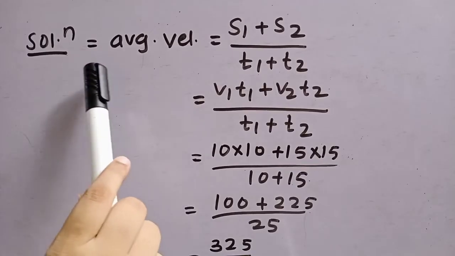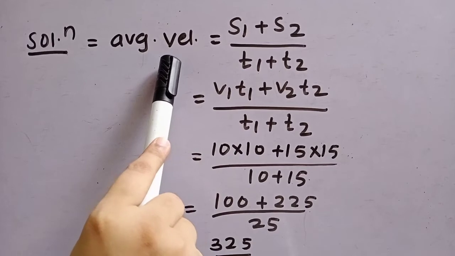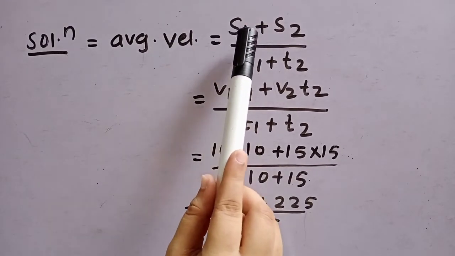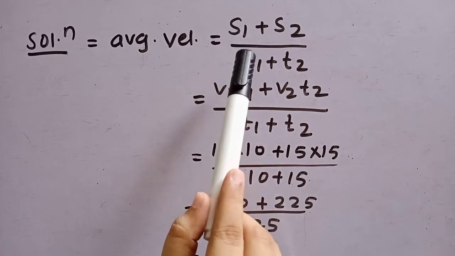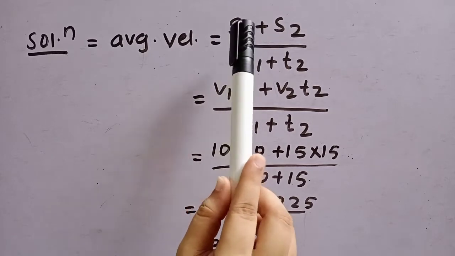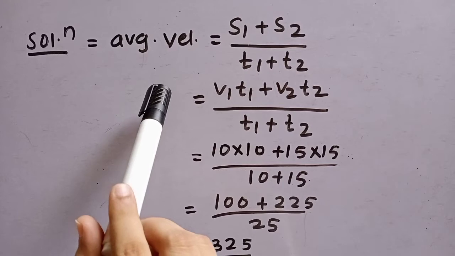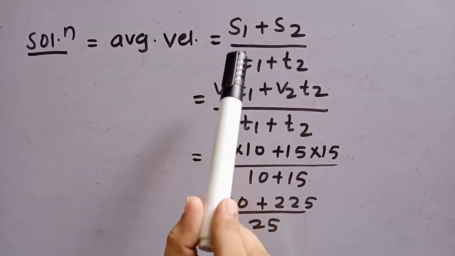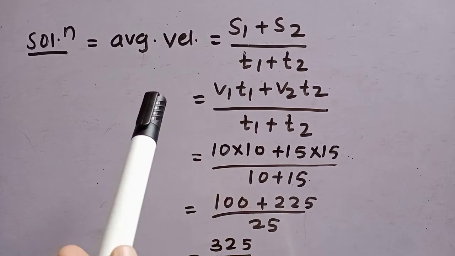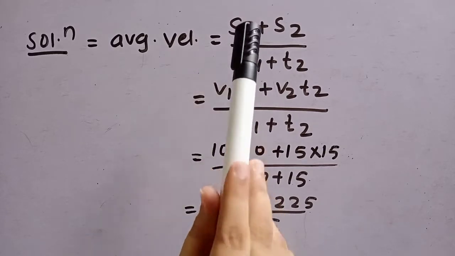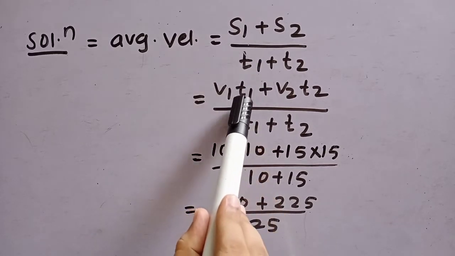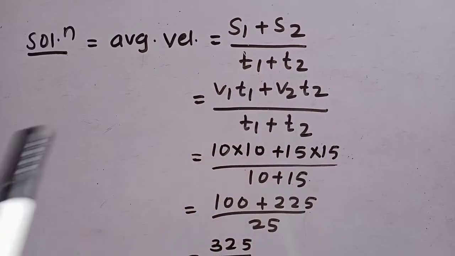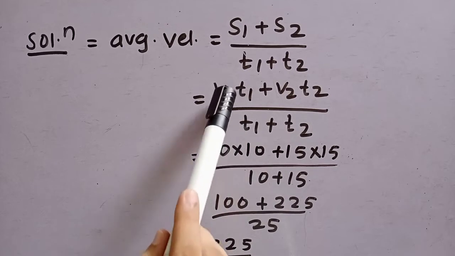Students, see here, average velocity means what? The formula for velocity is displacement upon time. So we have to take the average, means we have to add both the things. So s1 plus s2 upon t1 plus t2. Here directly displacement is not given, so s1 we have to write in terms of velocity and time. So v1 t1 plus v2 t2 upon t1 plus t2.